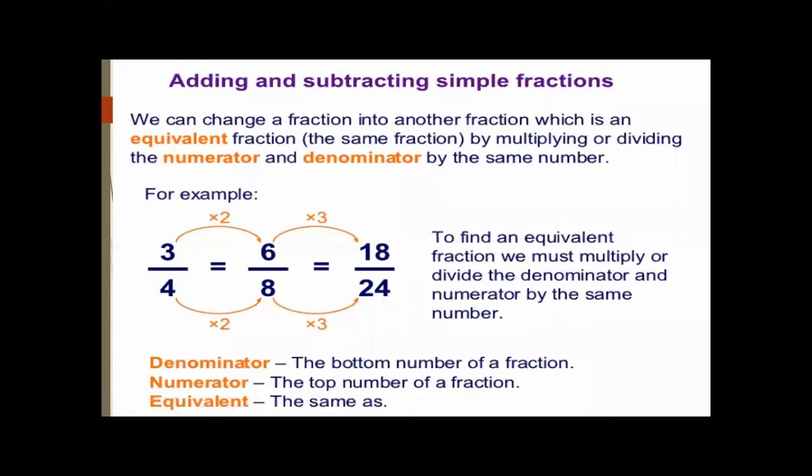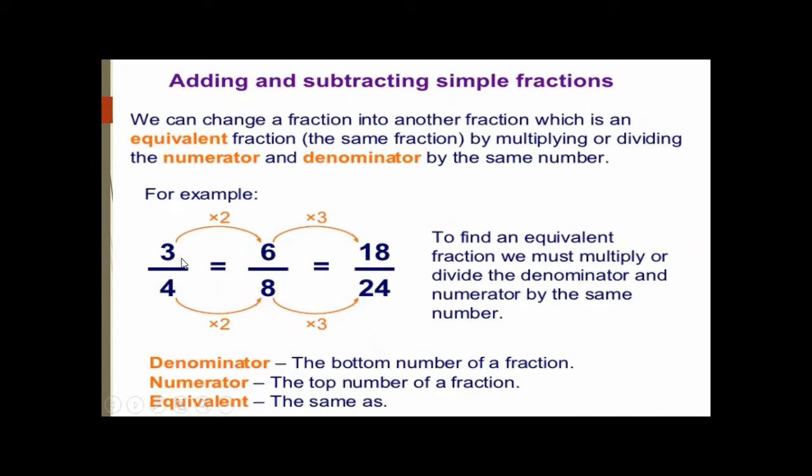And in mathematics mostly we multiply. If we multiply the numerator with a number, we must multiply the denominator with the same number. For example, we have the fractions 3 upon 4, 6 upon 8, 18 upon 24. How? I have multiplied 3 with 2 and 4 with 2. 3 2s are 6, 4 2s are 8. Now I have multiplied 6 with 3, 6 3s are 18, and 8 3s are 24.